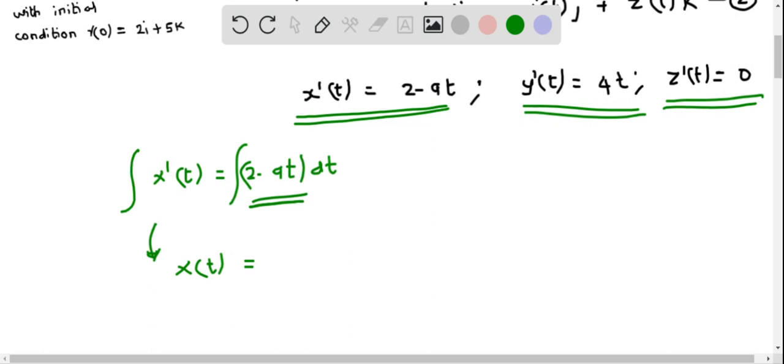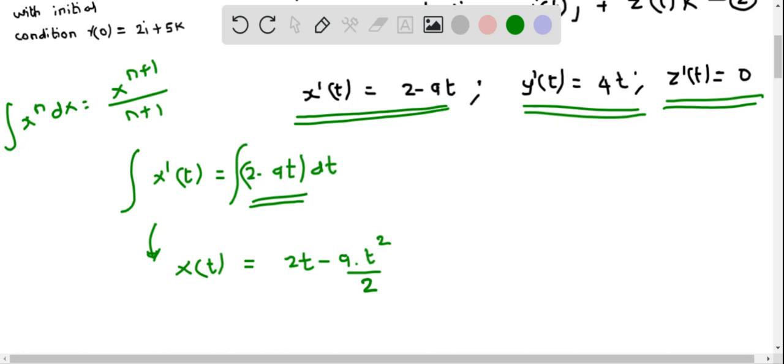Integration of 2, which is a constant, is 2t minus integration of 9 times t. So we integrate the t using the power rule. That is, if we have x raised to the power of n, to integrate we use the formula x raised to the power of n plus 1 over n plus 1. So therefore, integration of t is t raised to the power of 1 plus 1, which is 2, divided by the same number 2. And then we put the integration constant. We will collate all the integration constants and put them when we write down the expression for r of t.